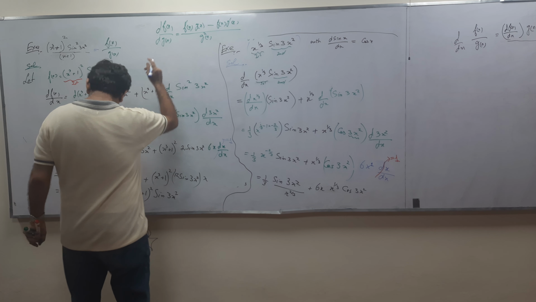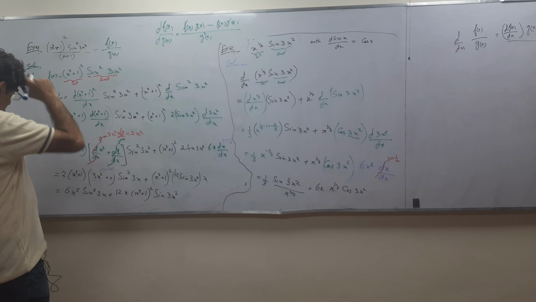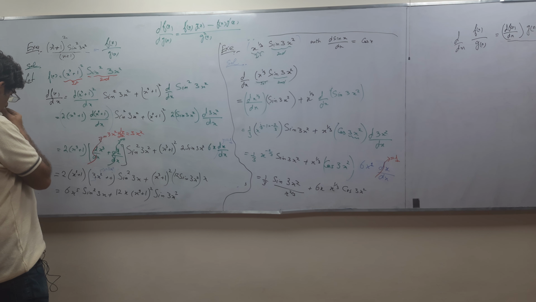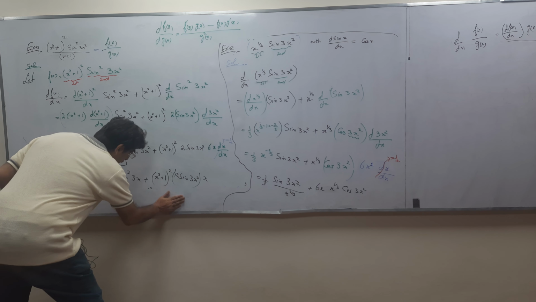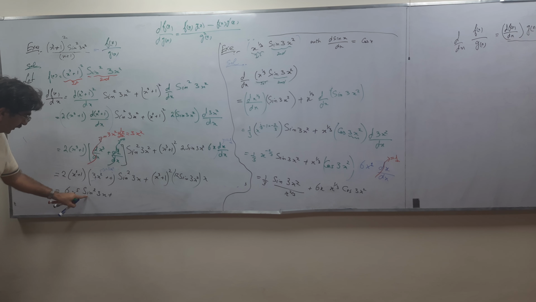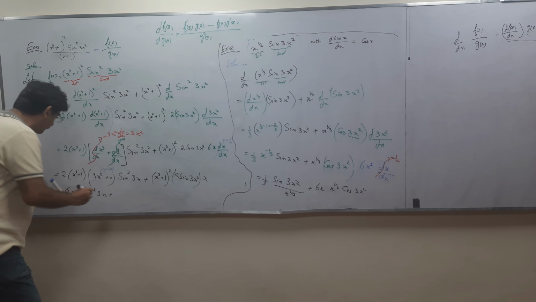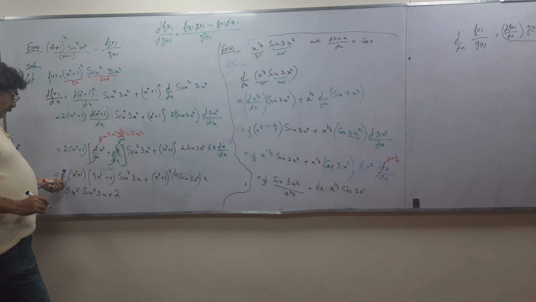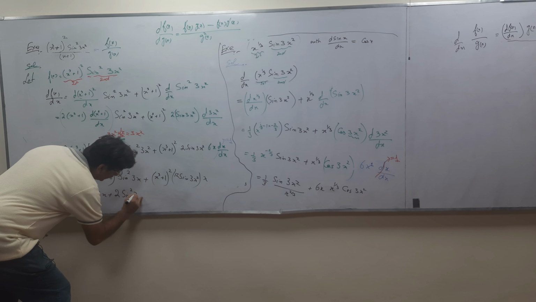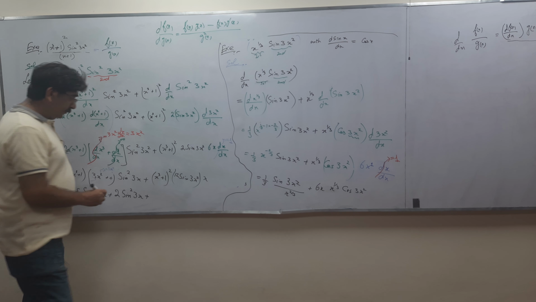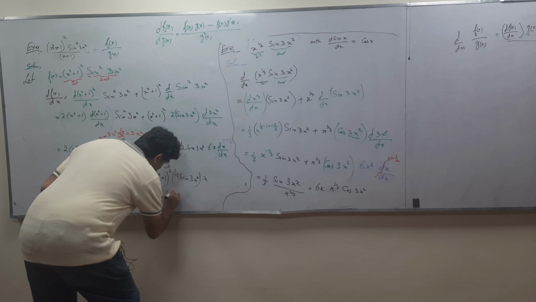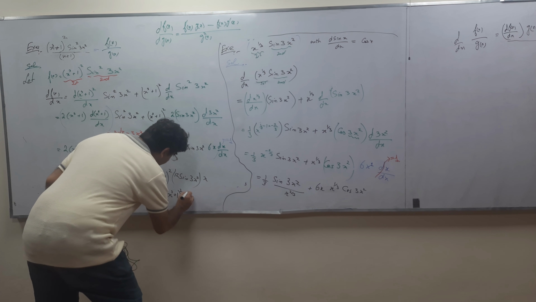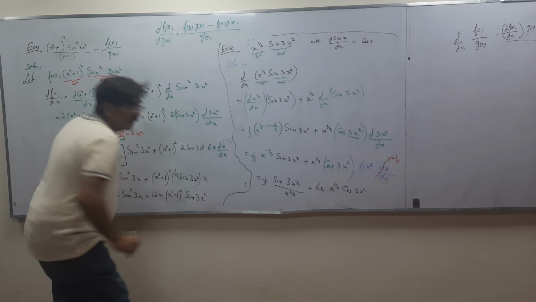1 minute. Yes. You are right. This will be 6x5 sine square 3x plus, yes, 2 sine square 3x, yes, you are right, plus 12x, x cube plus 1 whole square sine 3x. Now it is okay.